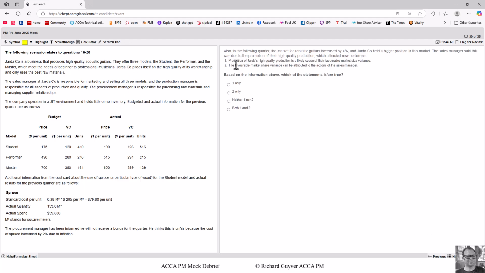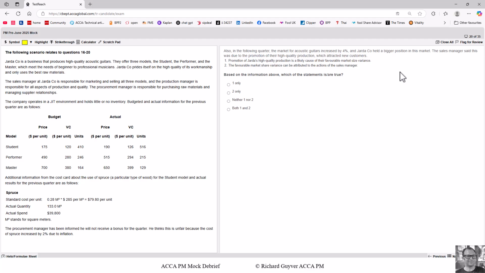And then this definitely looks like a narrative question, and it even tells us, based on the information above, which of the statements are true. This is an outlier, so I'm going to do this one first. In the following quarter, the market for acoustic guitars increased by 4%, and Jarda Co. held a bigger position in this market. The sales manager said this was due to the promotion of their high-quality production, which attracted new customers.